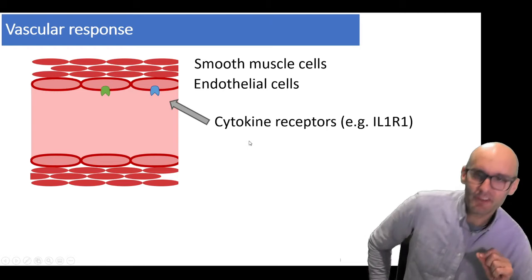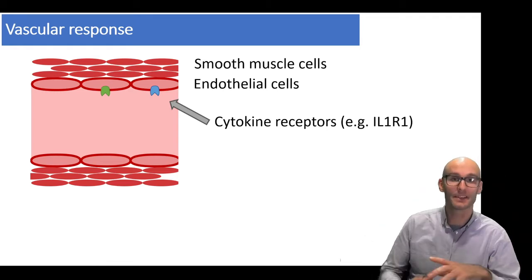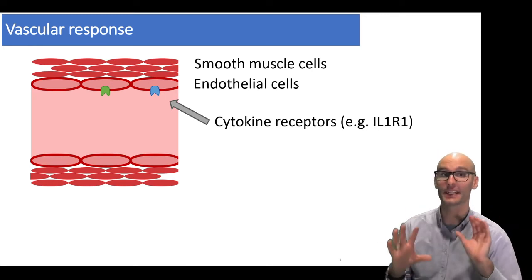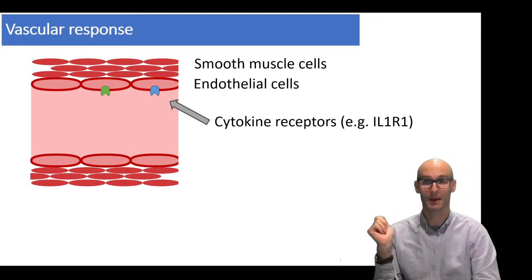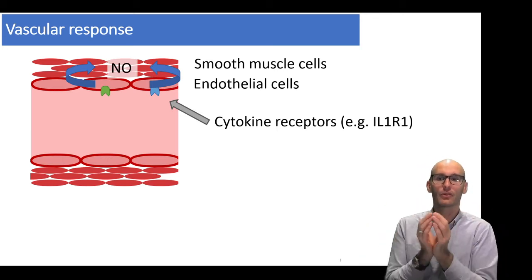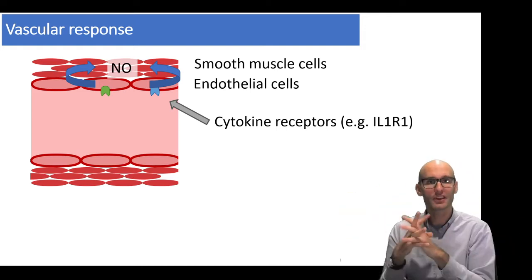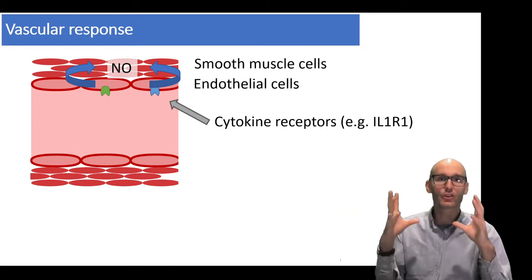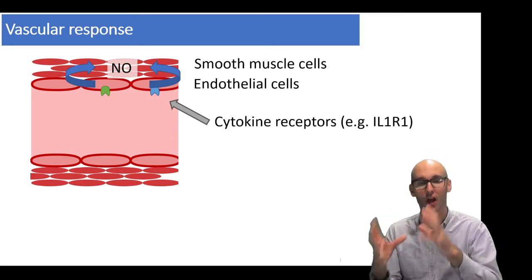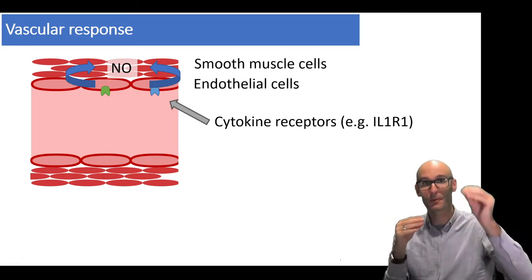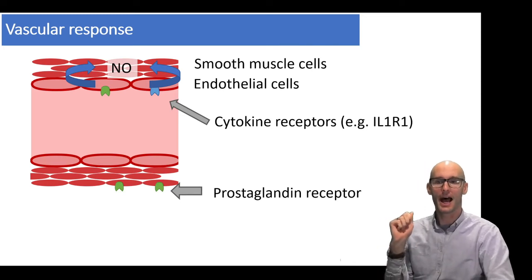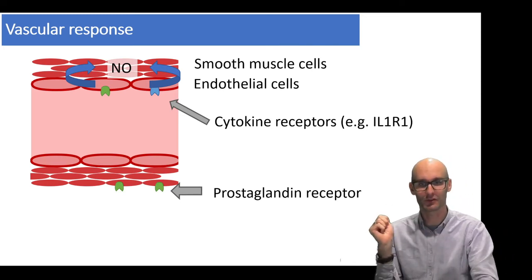Now, on the surface of these endothelial cells, we have cytokine receptors, such as the interleukin-1 receptor 1. And that's going to receive the signal from that interleukin-1 molecule we talked about before. Upon receiving that signal, the endothelial cells will release nitric oxide, which acts to relax those muscles. It's an inducible enzyme that produces nitric oxide, and nitric oxide is released from those endothelial cells. It will act on those smooth muscle cells, and that will cause relaxation of those muscle cells.